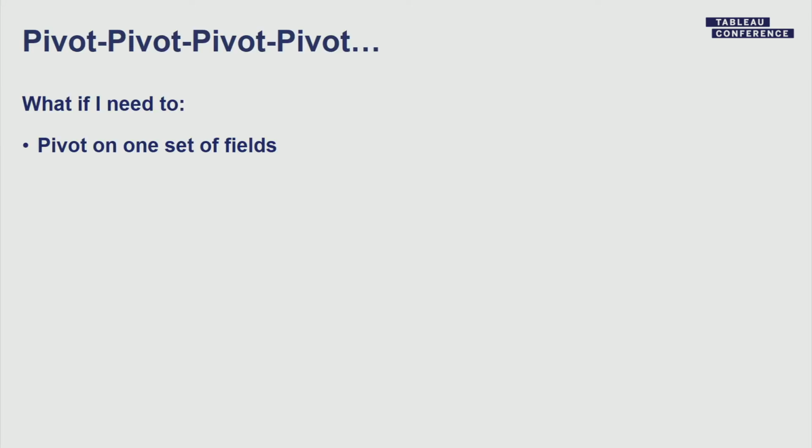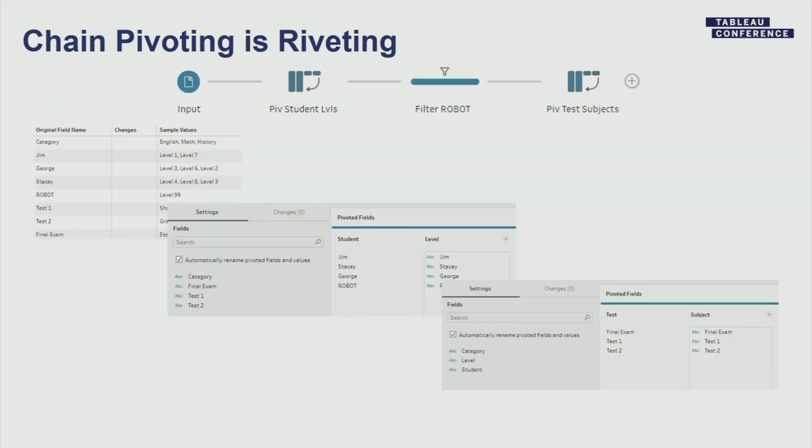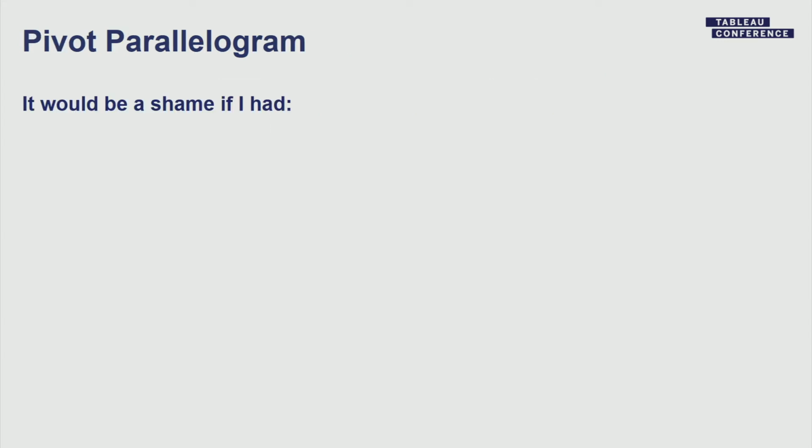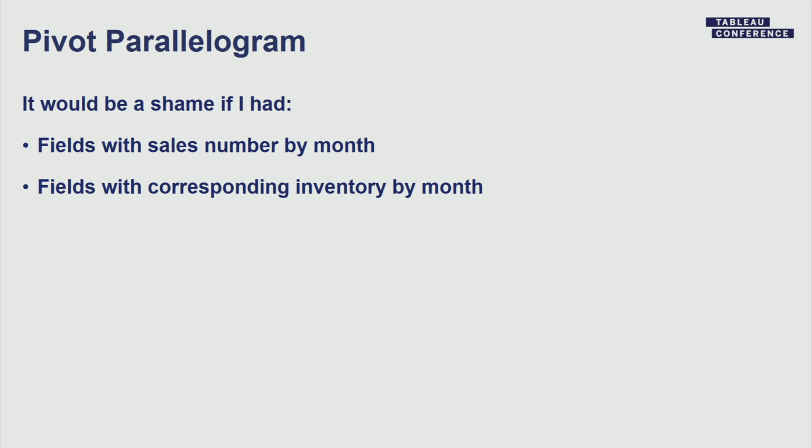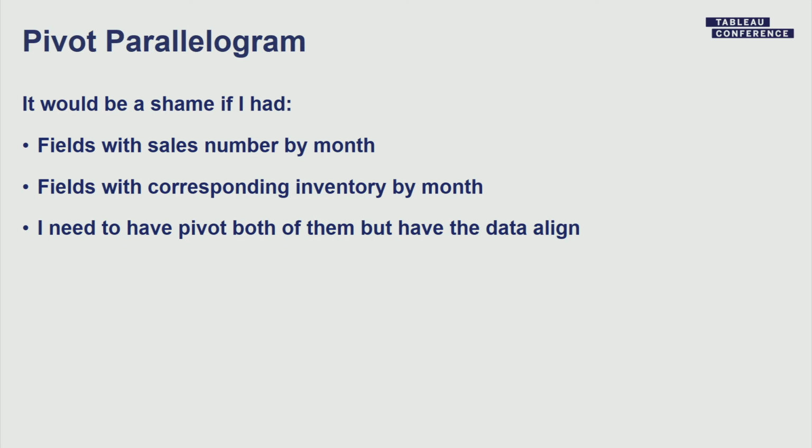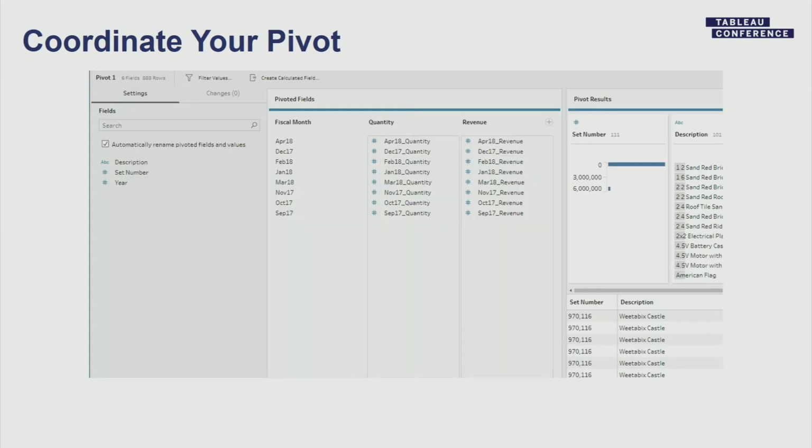What if I needed to pivot on one set of fields, filter out some data I don't need, and then pivot on another set? Tableau Prep is awesome. So here I open a file, I pivot, I filter out a robot user, and then I pivot on a separate set of fields. Awesome. Similar to the example I showed with Netflix, what if I had one group of fields that correlated to sales and another that correlated to inventory, and I wanted to pivot and align them at the same time? Awesome. So just like I showed you, you'd create a second group and then add that to the second pivot group.